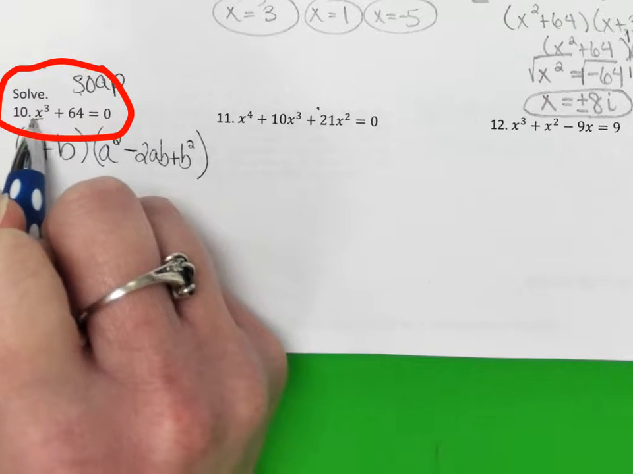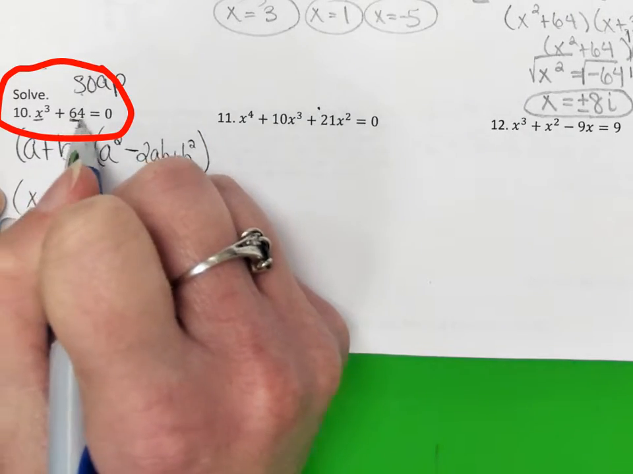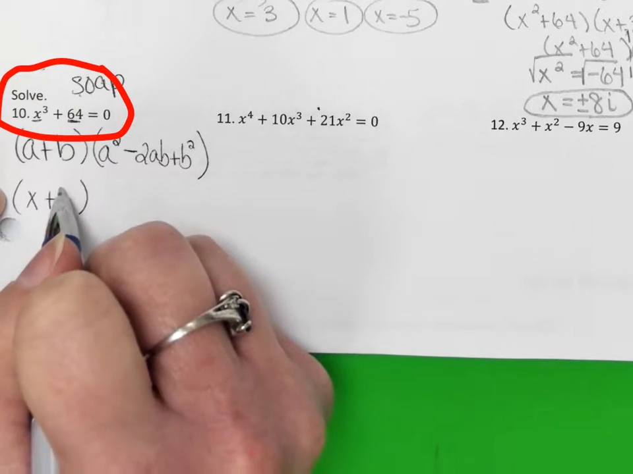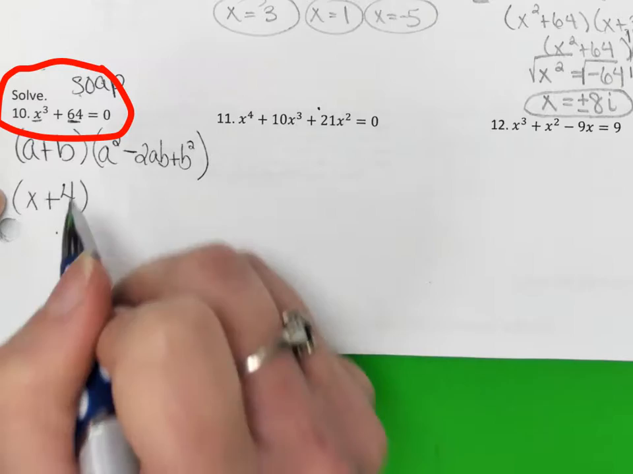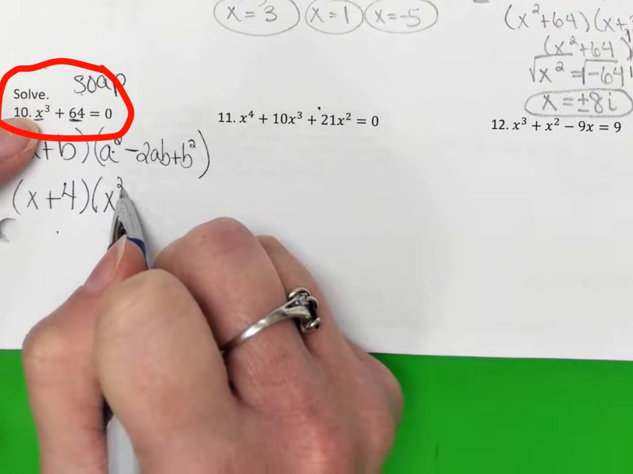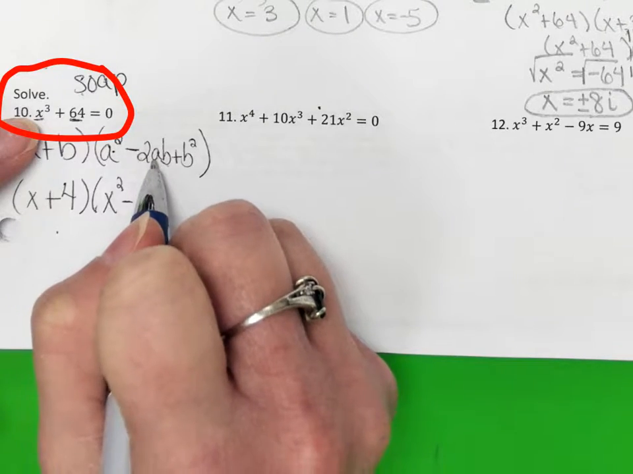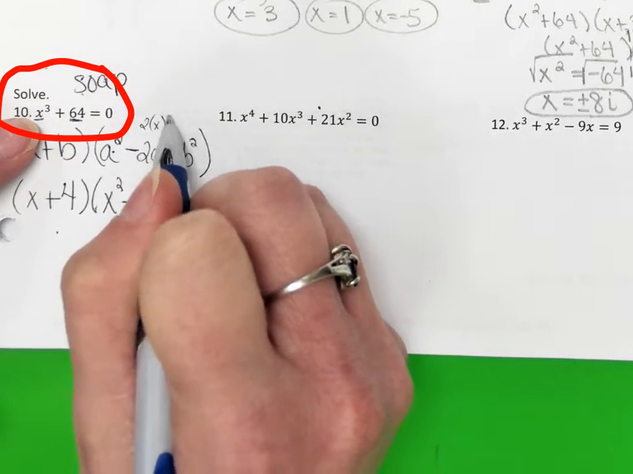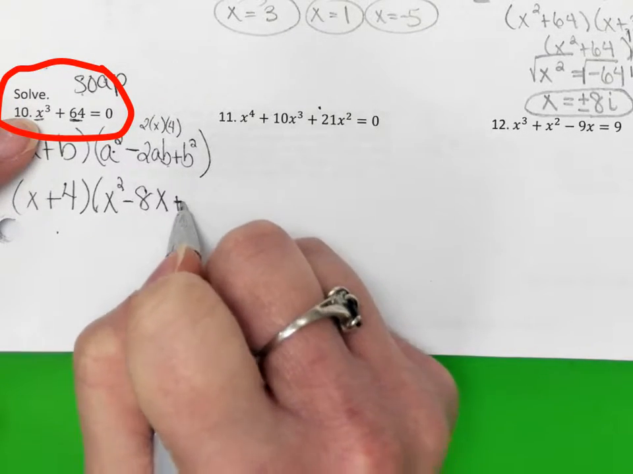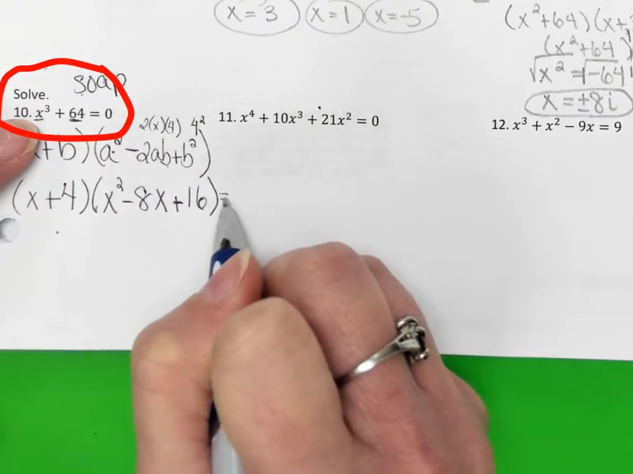Alright, so your A is just X, so it's X plus 4. How'd you get 4? It's the cube root of 64. There you go, 4 times 4 times 4 is 64. So A squared would be X squared, and then minus 2 times A times B would be 2 times X times 4, which is 8X. And then always positive, B squared is 4 squared, which is 16.